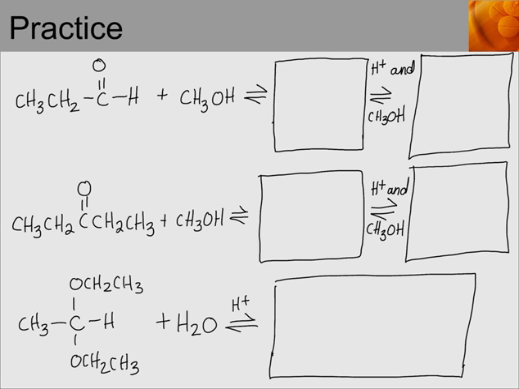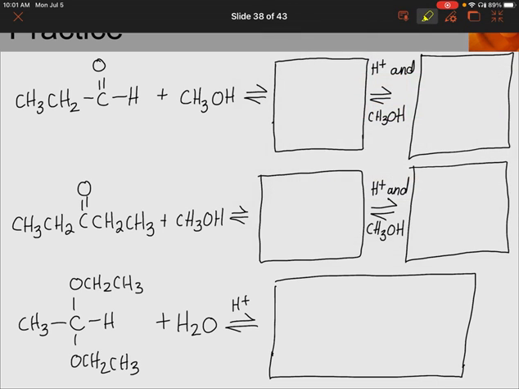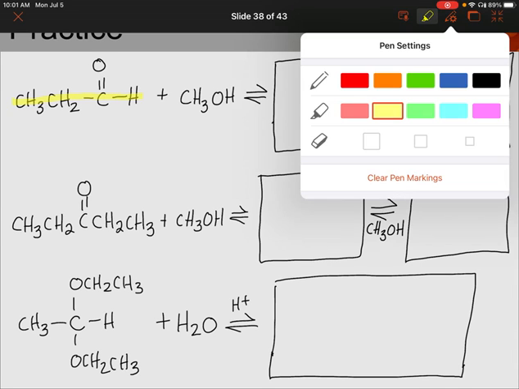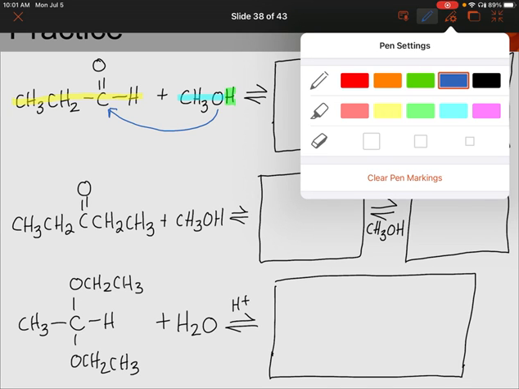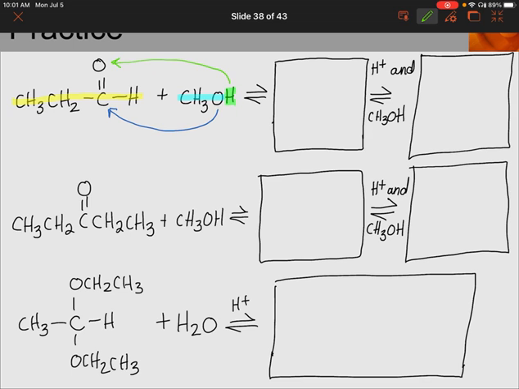Okay, let's start with the top problem there. So let's see, do we have an aldehyde or a ketone? An aldehyde, because we have that hydrogen on one side. And then it looks like we've got a methanol alcohol here. So I'm just going to highlight the different parts. And we know that the OCH3 or OR group is going to attach to the carbon in the carbonyl of the aldehyde. And the hydrogen is going to attach to the oxygen up above. So that's going to give us our intermediate.